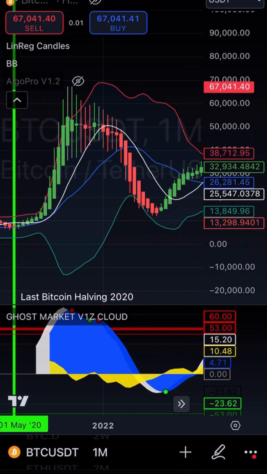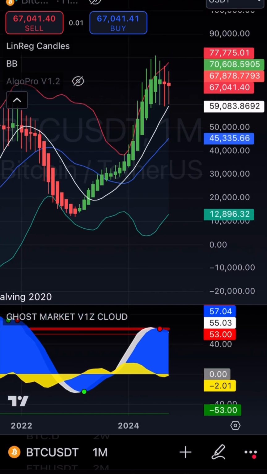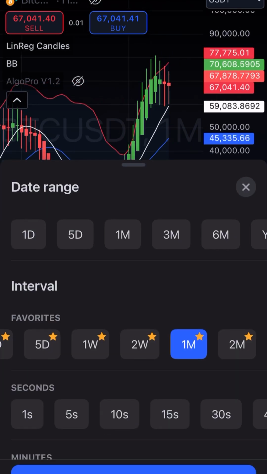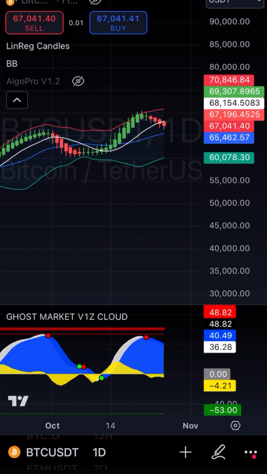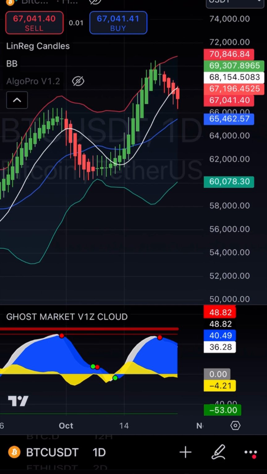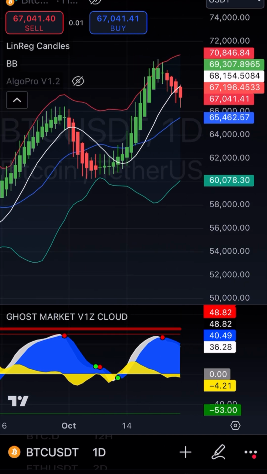We'll look at the monthly real quick. And it won't give me any more information. But let's go look at the daily real quick. And you can actually find some good moments of getting in. You can find some good moments of just dollar cost averaging.